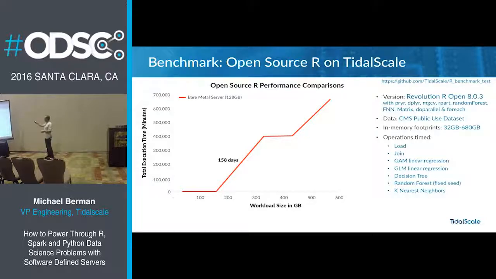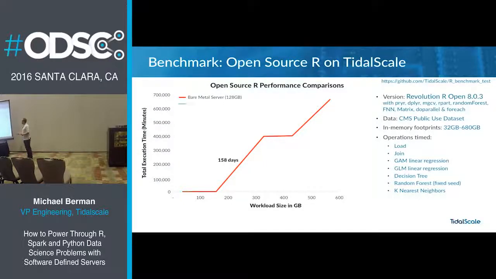It scales from 32 to 680 gigabytes. It's a public, already scrubbed data set if you're not familiar with it. And we run load, join, GAM, GLM, decision tree, random forest, and k nearest neighbors as we scale it out. All right? In this case, we ran it on a typical 128 gig server. Obviously, you could get more than that today. That's really not the point. The point is no matter what server you buy today, your data set will exceed it.